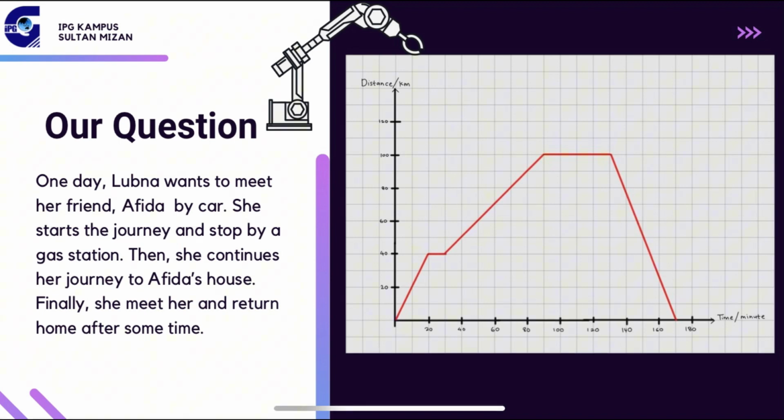So, the statement is: one day, LUBNA wants to meet her friend AFIDA by car. She starts the journey and stops by a gas station. Then, she continues her journey to AFIDA's house. Finally, she meets her and returns home after some time. This is our graph. We make a distance-time graph.